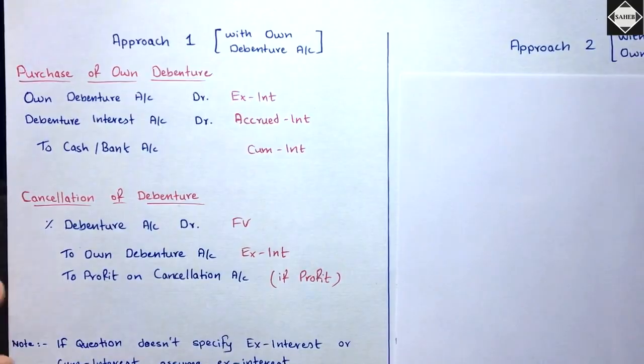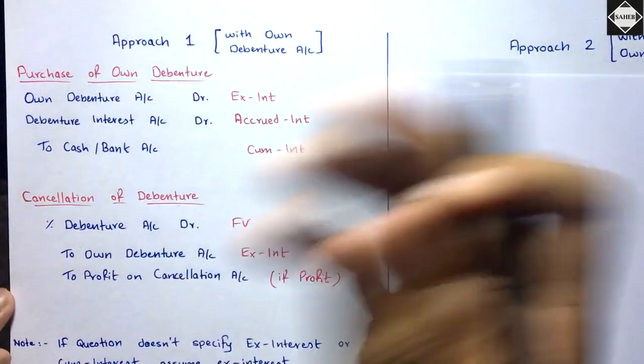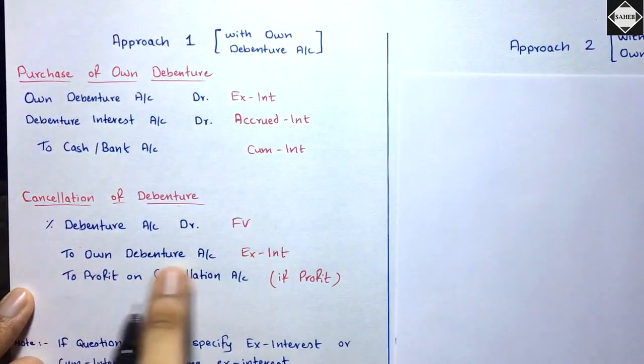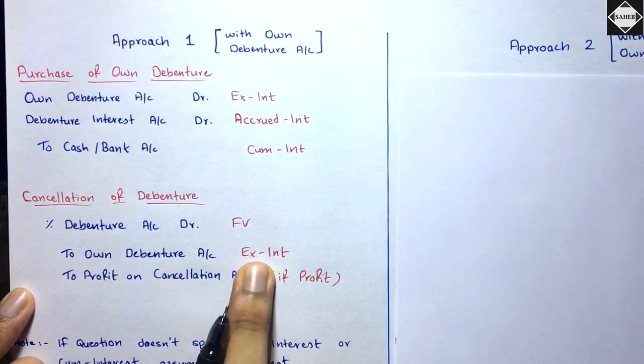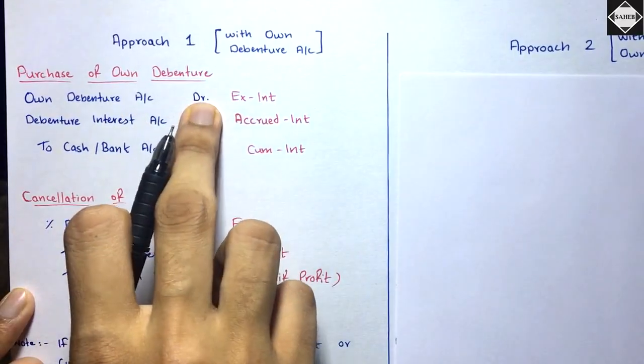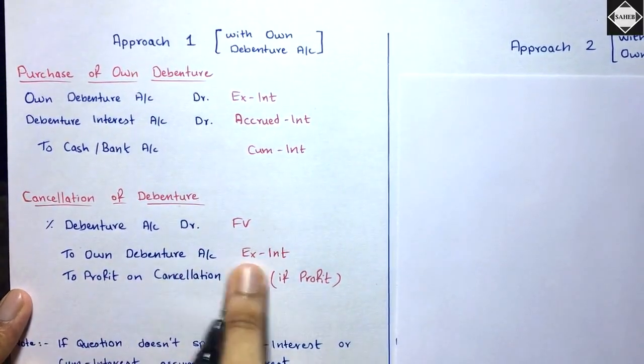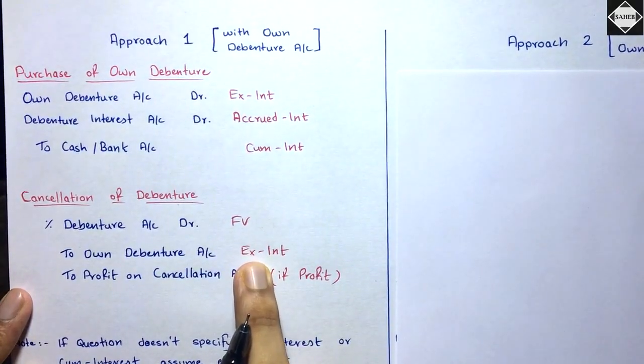Is that clear? And then that asset which you have on the asset side, own debenture account, that also you have to cancel. So you are going to credit that with the ex-interest price. See here, it is debited over here. You have recorded the asset. You are cancelling it off to own debenture account, ex-interest price. Is that clear? Simple as that.